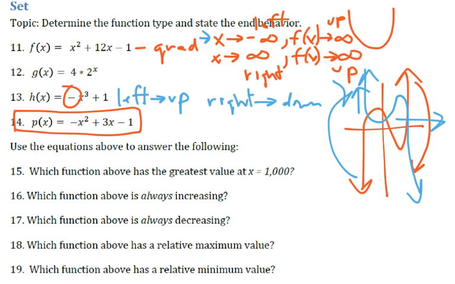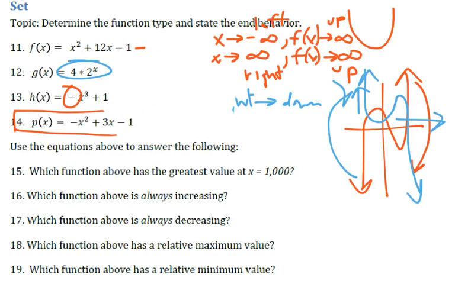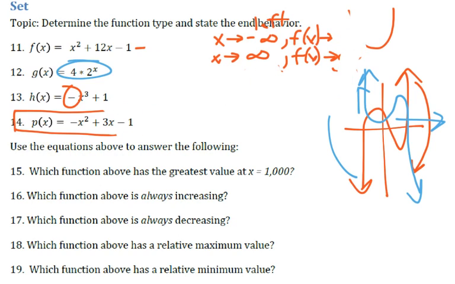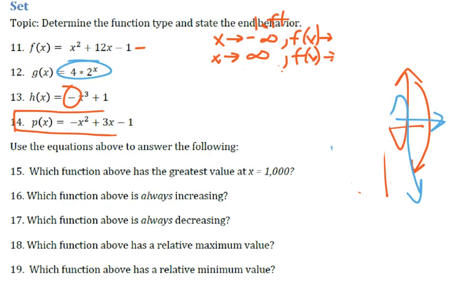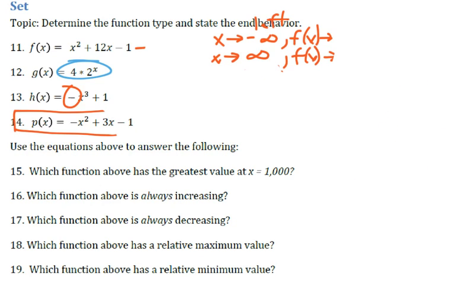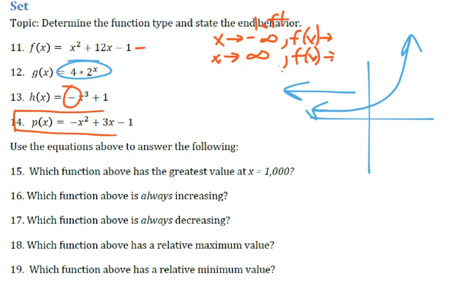Now 12, you should notice it's an exponential equation. The way we set up exponential equations is that they have that same basic shape. There's no negatives, there's nothing that would make it look different than this. Yes, we're multiplying by 4, that just means it climbs up quicker. So as we go to the left, we're approaching 0, right? It's approaching that x-axis. But as we're going to the right, it's going to go up to that positive infinity.